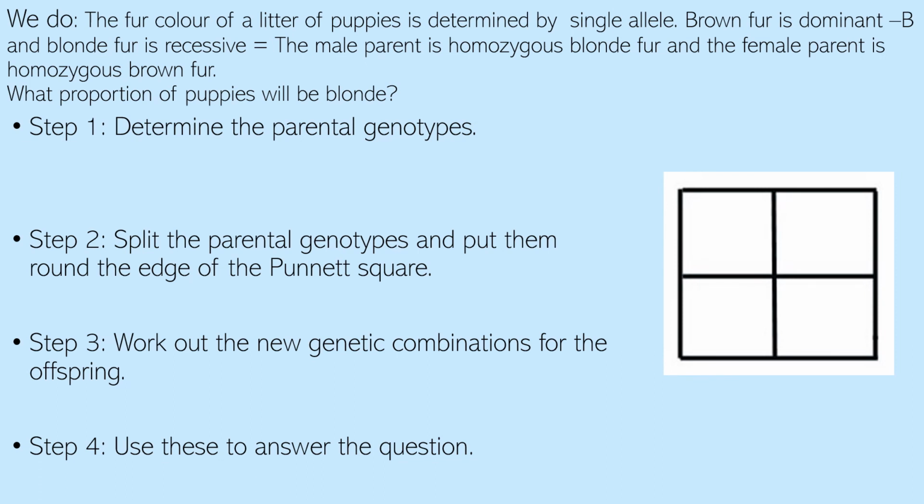So we're now going to do a we do example, and then again you're going to work on some examples by yourself. So again, I'm going to start with highlighting the key bits of information. The fur colour of a litter of puppies is determined by a single allele. So we have brown fur, which is dominant, and that is given by a capital B, and our blonde fur, which was recessive, and that's going to be a little b.